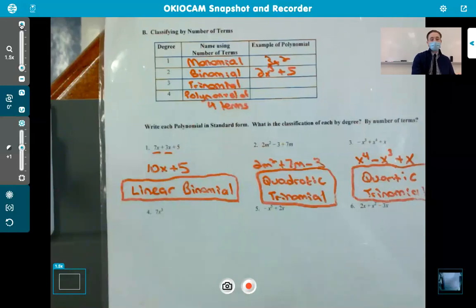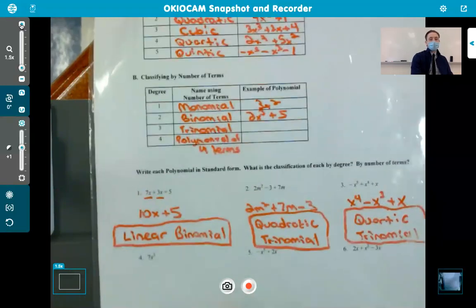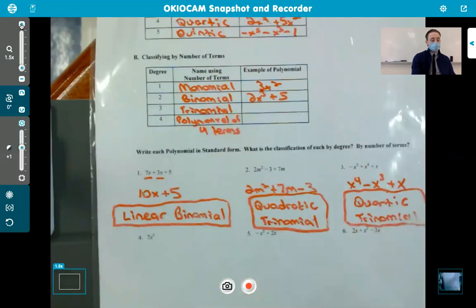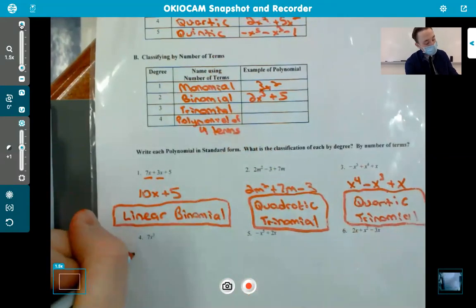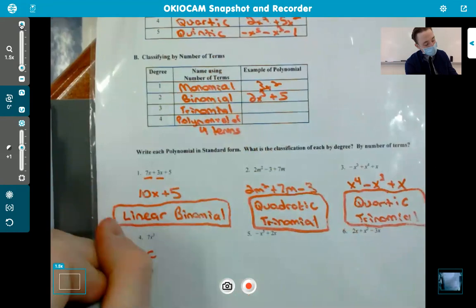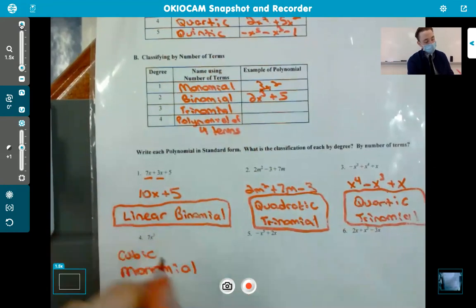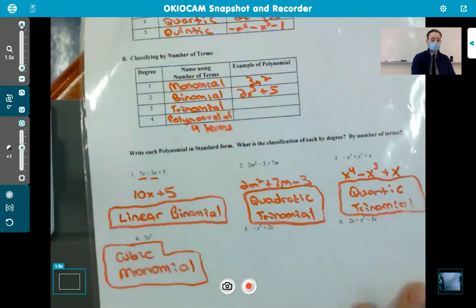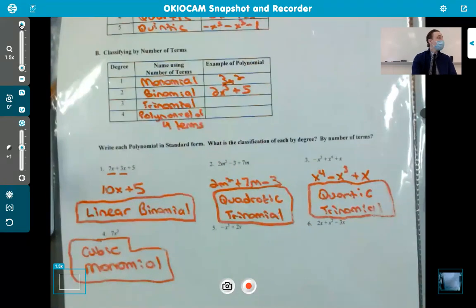7x cubed. How would you categorize that? A cubic monomial. Right? Cubic because it's to the third power. Monomial because it has one term. Okay.